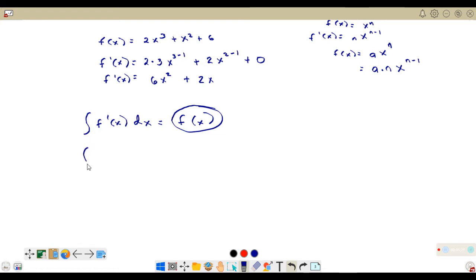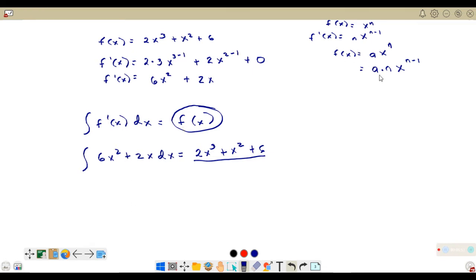So, here, we have the integral of 6x squared plus 2x with respect to x is equal to 2x cubed plus x squared plus 6. So, how did it happen? This is the procedure that we will follow.